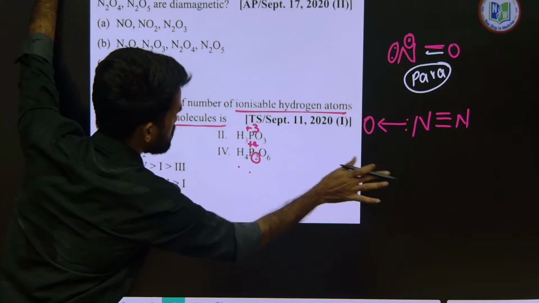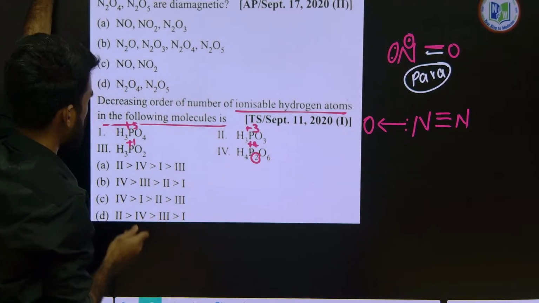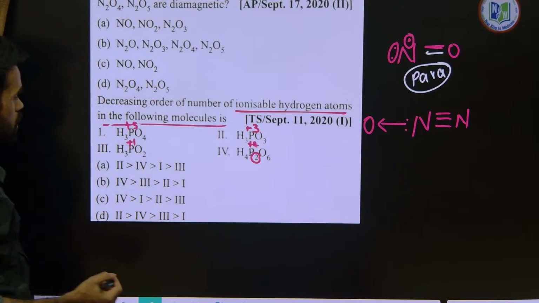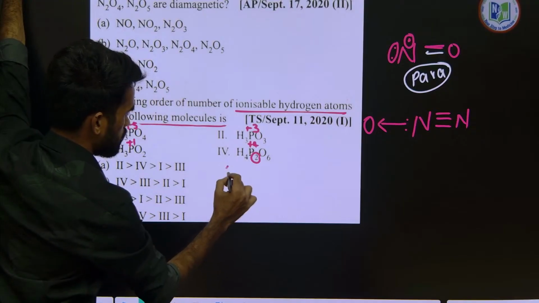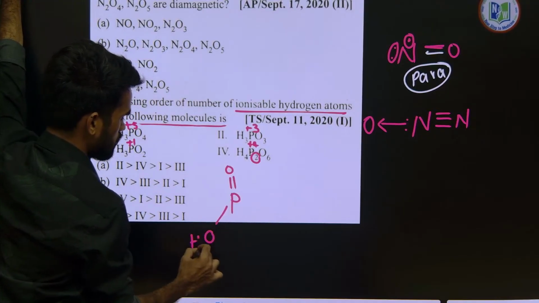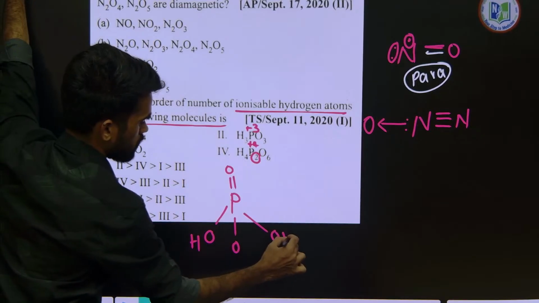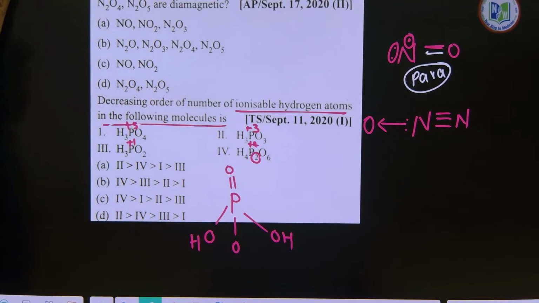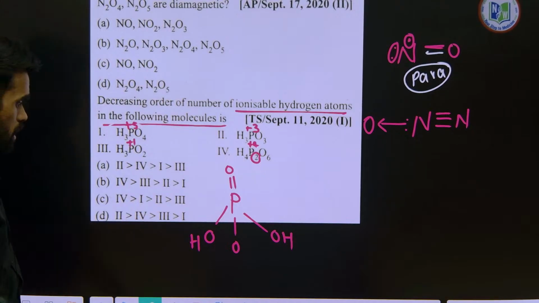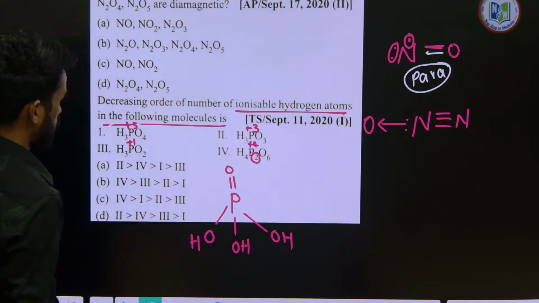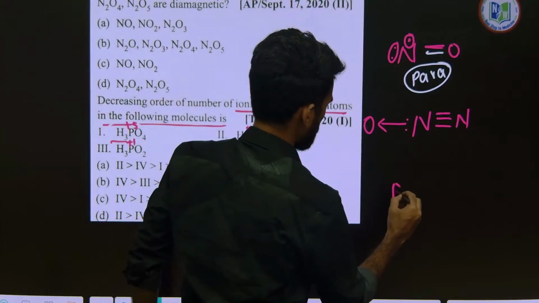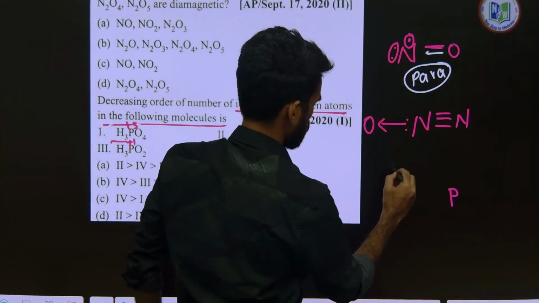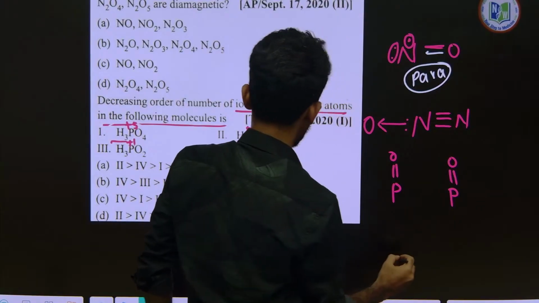After doing this, you need to write their structures. For example, I will tell you for this one compound. Whenever there is maximum oxidation state, that compound will exist in this manner. Maximum oxidation state, maximum number of ionizable hydrogen atoms. How many hydrogen atoms are ionizable here? 3. So 3 in this first case.